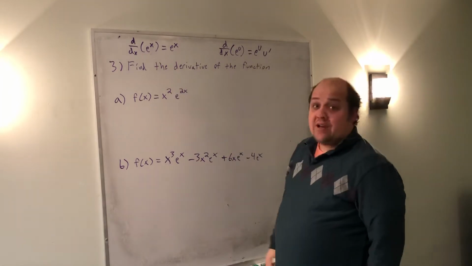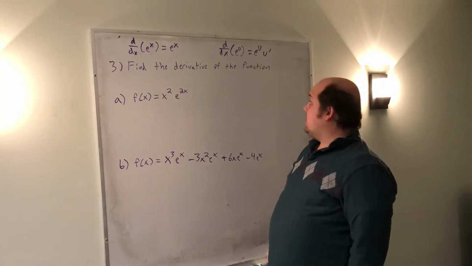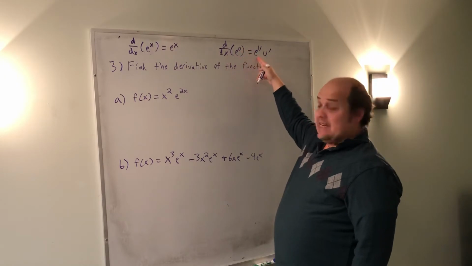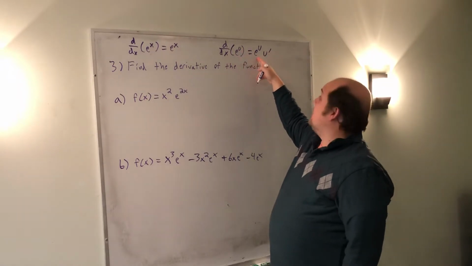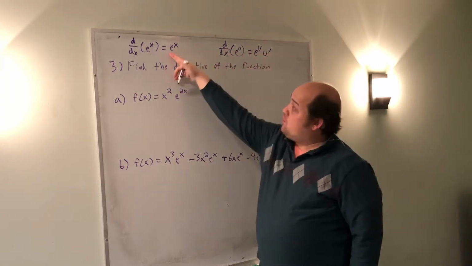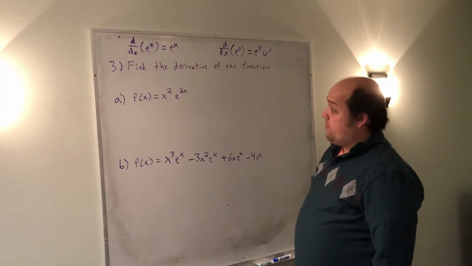When that exponent has some function of x in it, then we say that the derivative of e to the u is rewritten e to the u, the same as it was, times the derivative of u. This is really just the chain rule being applied to this original derivative.